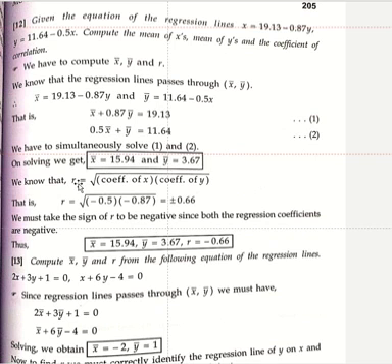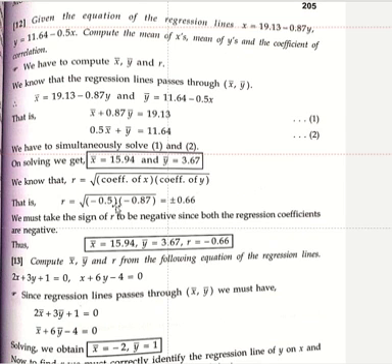We know that the correlation coefficient r is equal to the square root of the coefficient of x into the coefficient of y. Therefore r is equal to the square root of, what is the coefficient of x? Here you observe the coefficient of x is minus 0.5 and the coefficient of y is minus 0.87. We get plus or minus 0.66.